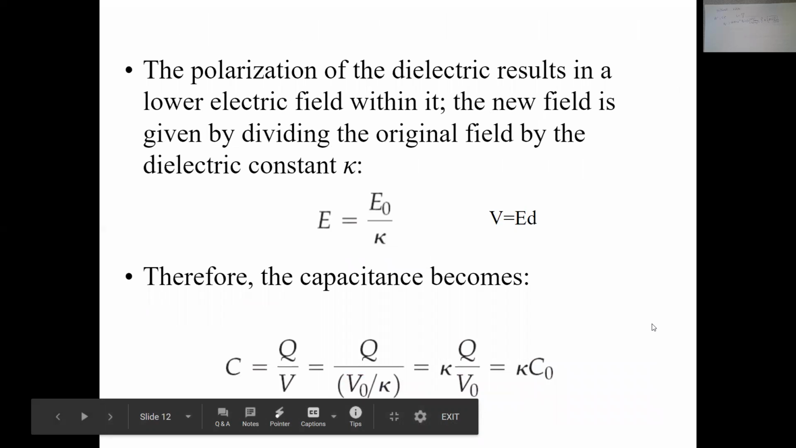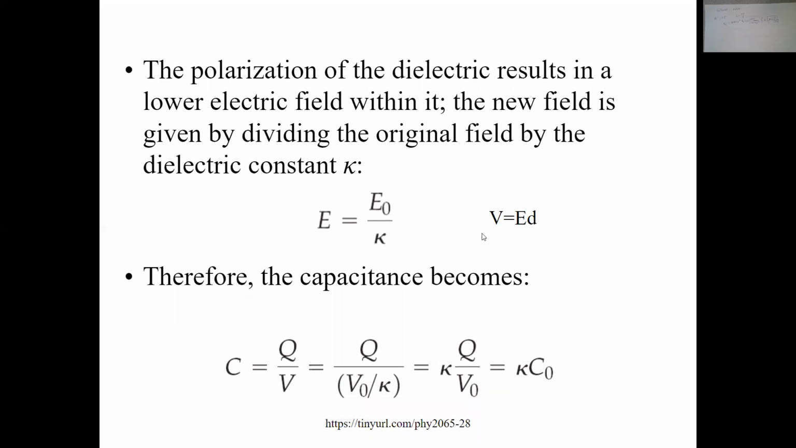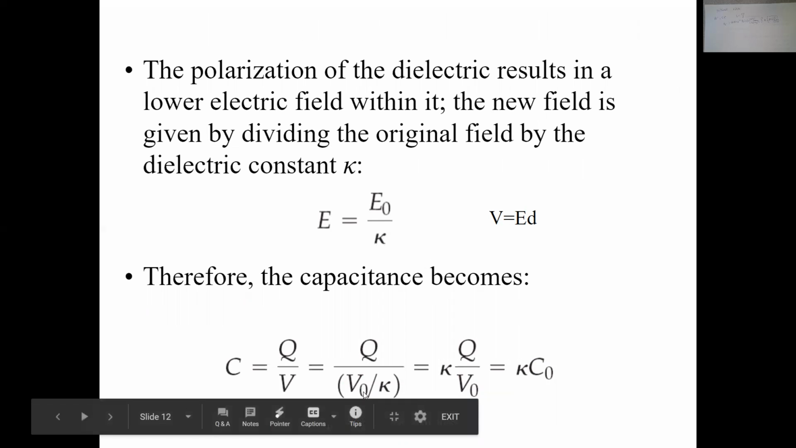So mathematically, this is what you can derive. The E field is reduced by a number called the dielectric constant K. So V, which equals E times D, will also be reduced by a factor of kappa, not K. It looks like K, but you should call it kappa. So V is reduced by kappa.